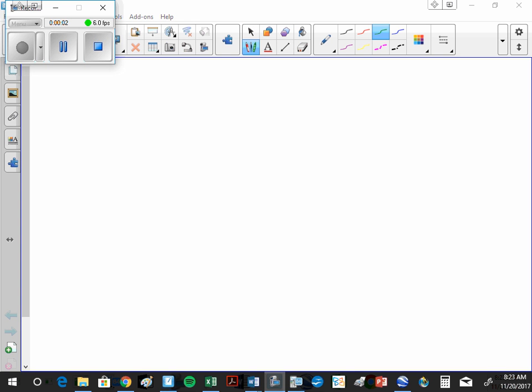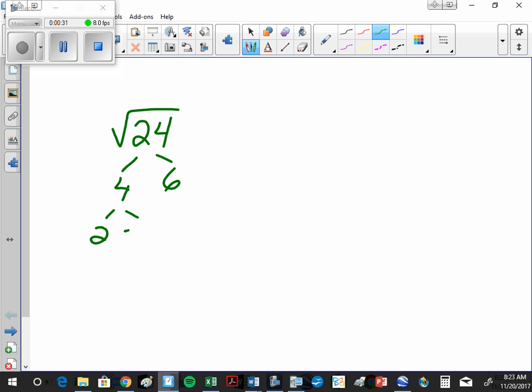Today is just an extension of what we did on Friday. So if I had the square root of 24, does 24 square root into an even whole number? No. 25 does, but 24 doesn't. So what do we do to simplify 24? We do the factor tree. 4 and 6, 2 and 2, 3 and 2.